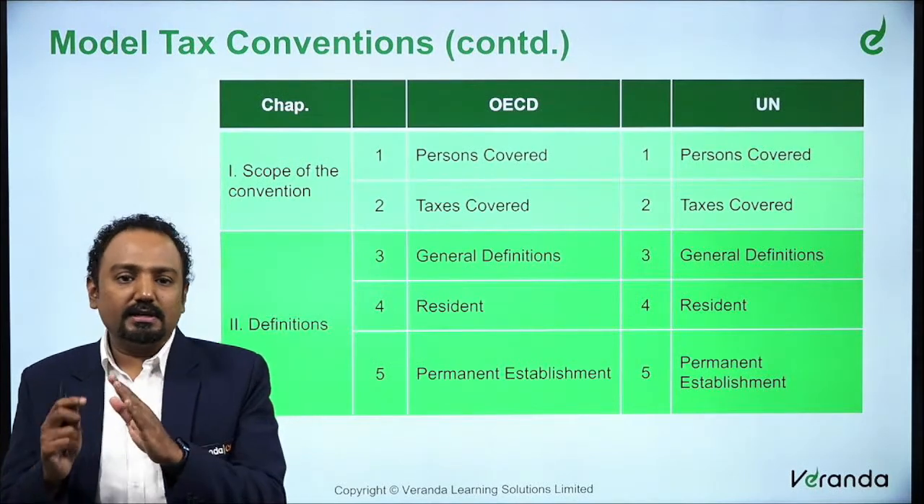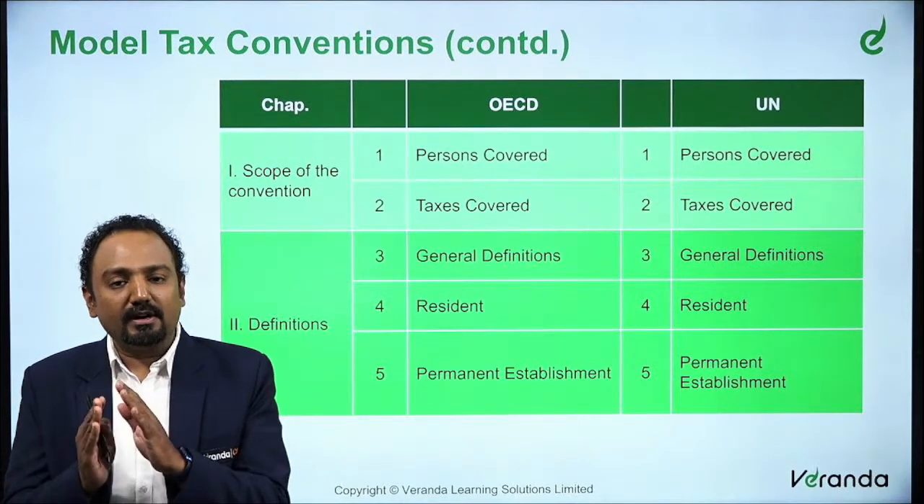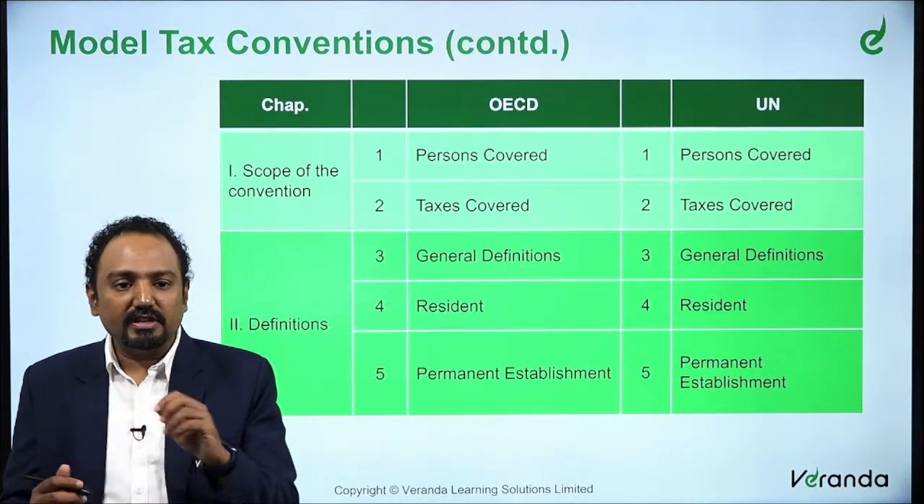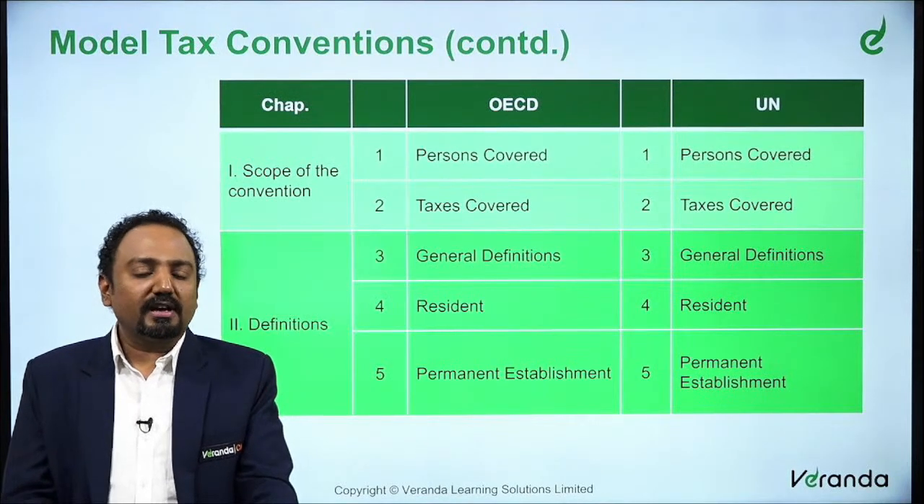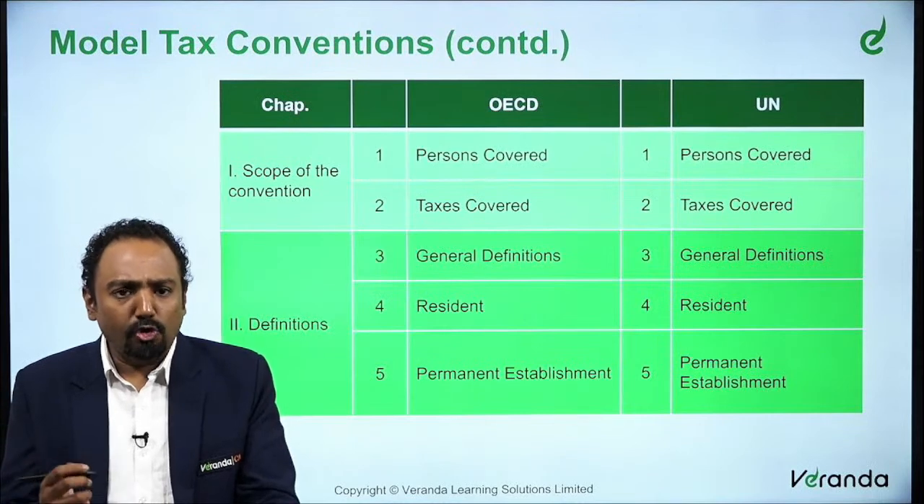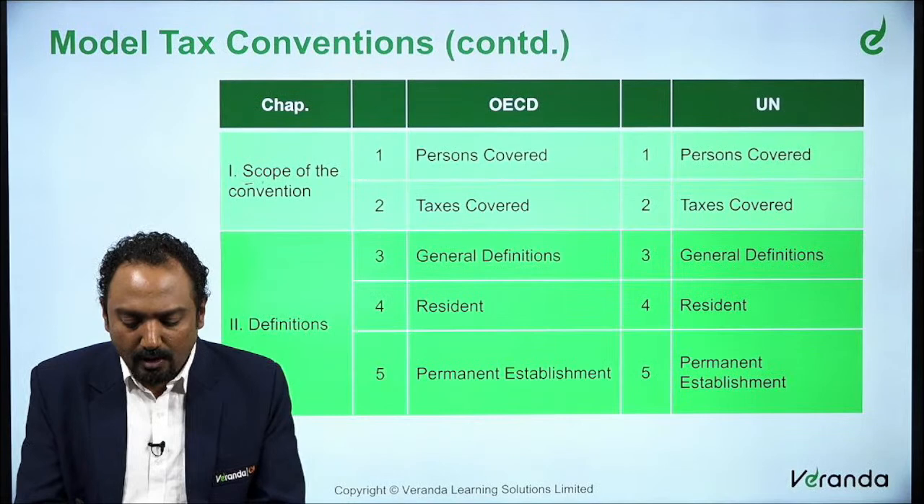Certain important articles are explained independently in subsequent slides, but we'll have a brief understanding of each of these articles that we are talking about. So the first one is the scope of the convention. When you say scope of the convention, that is the first chapter.